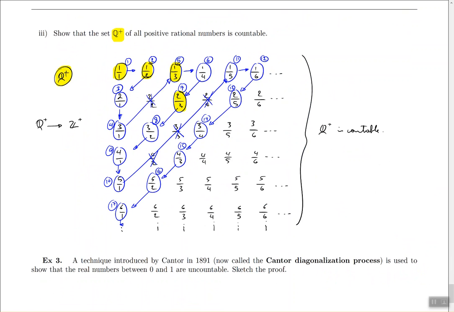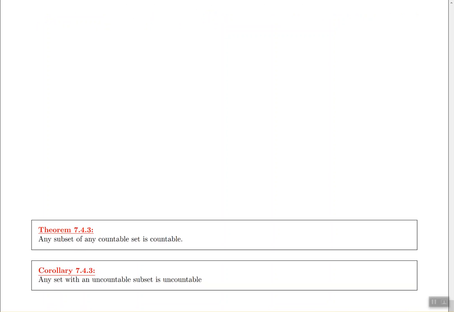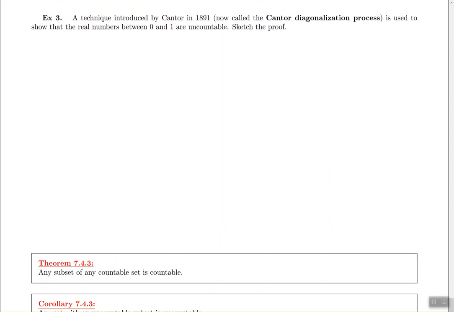Now, not every set is countable. As a matter of fact, there are plenty of sets that are not countable. For example, the set of real numbers, it's automatically not countable. It's way bigger than the set of integers. So there's no connection between the two. So you can say that the set of real numbers is uncountable.